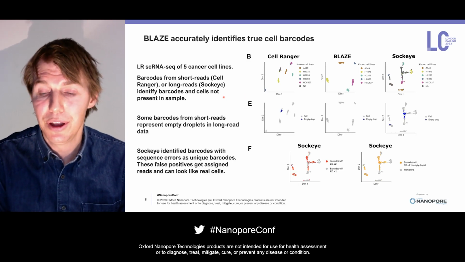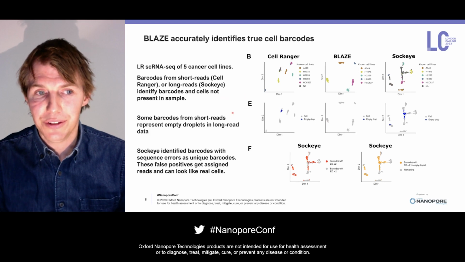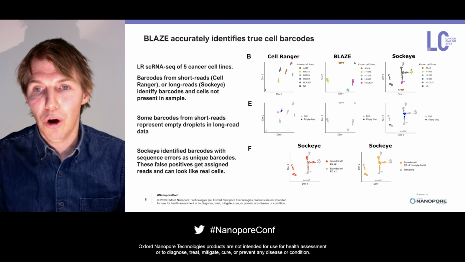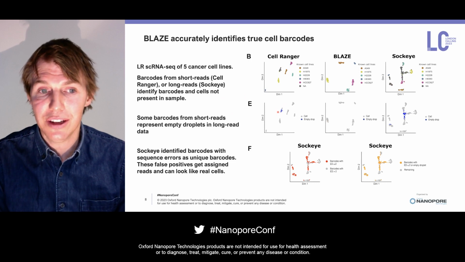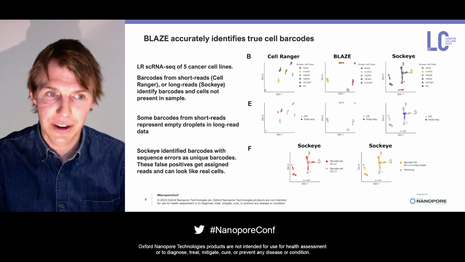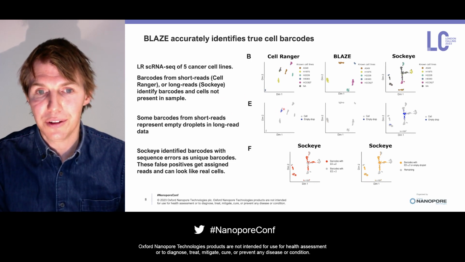Why did this happen? Well, one of the reasons is that in the case of Cell Ranger, from the short reads, some of what were real barcodes and therefore cells in the short read dataset didn't actually exist in the long read dataset. So therefore, some of these extra barcodes don't represent real cells, they represent empty droplets.